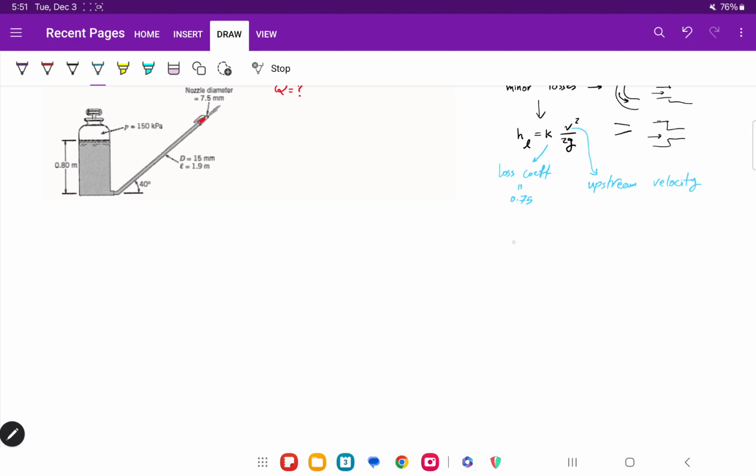So, for example, if you have a sudden expansion in this situation, here is the flow, the upstream is here, so this velocity is the velocity of the flow in the smaller pipe. If you had a sudden contraction, based on the upstream, you should use the velocity in the larger pipe.